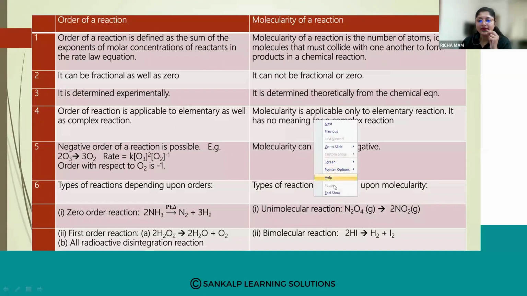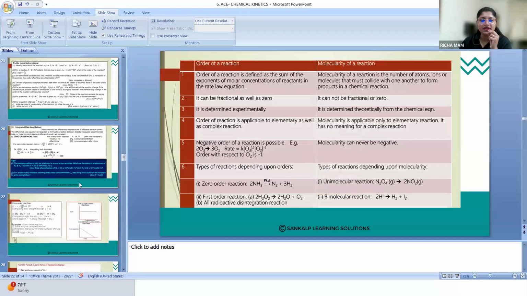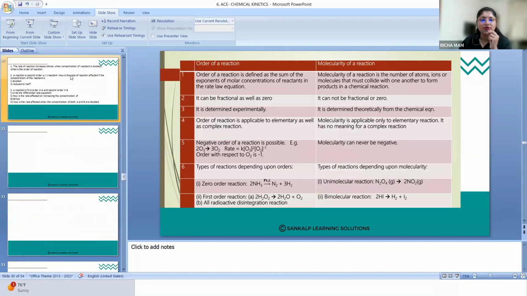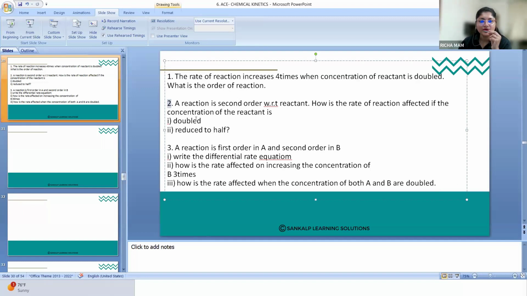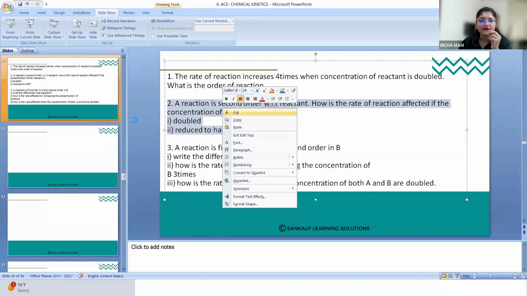So depending on order of reaction and molecularity of reaction, let us solve problems. This is the first problem. The rate of reaction increases 4 times when the concentration of reactant is doubled. What is the order of reaction? Please note the question. The rate of reaction increases 4 times. What I'll do is shift these two questions separately.